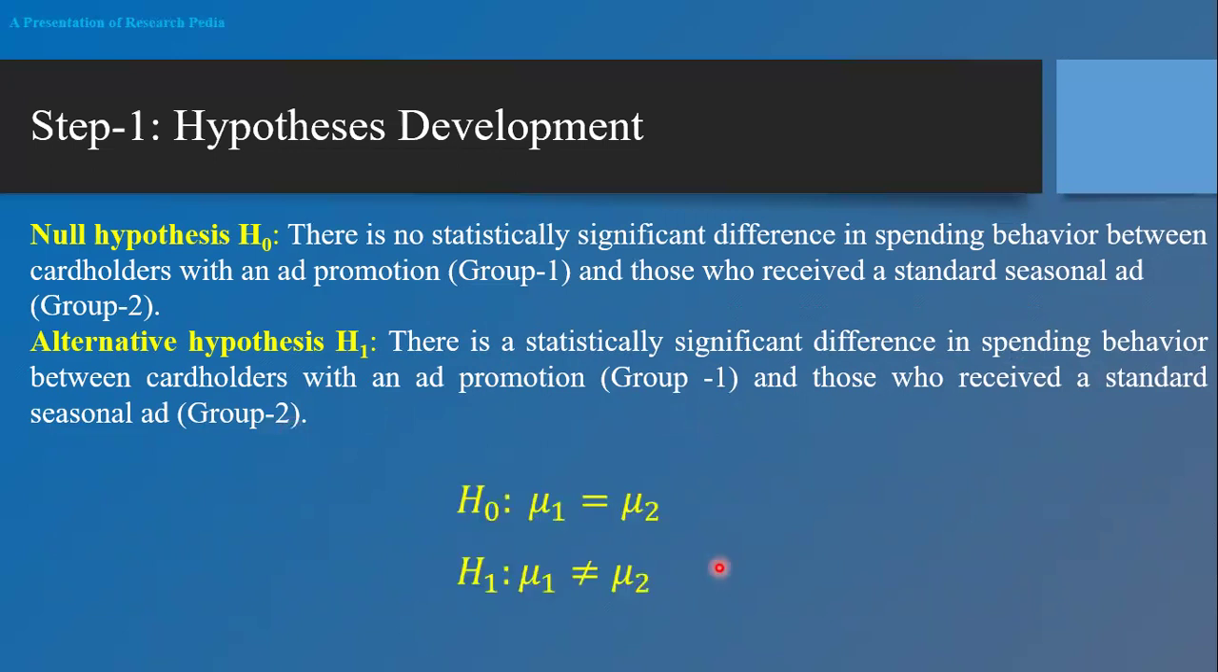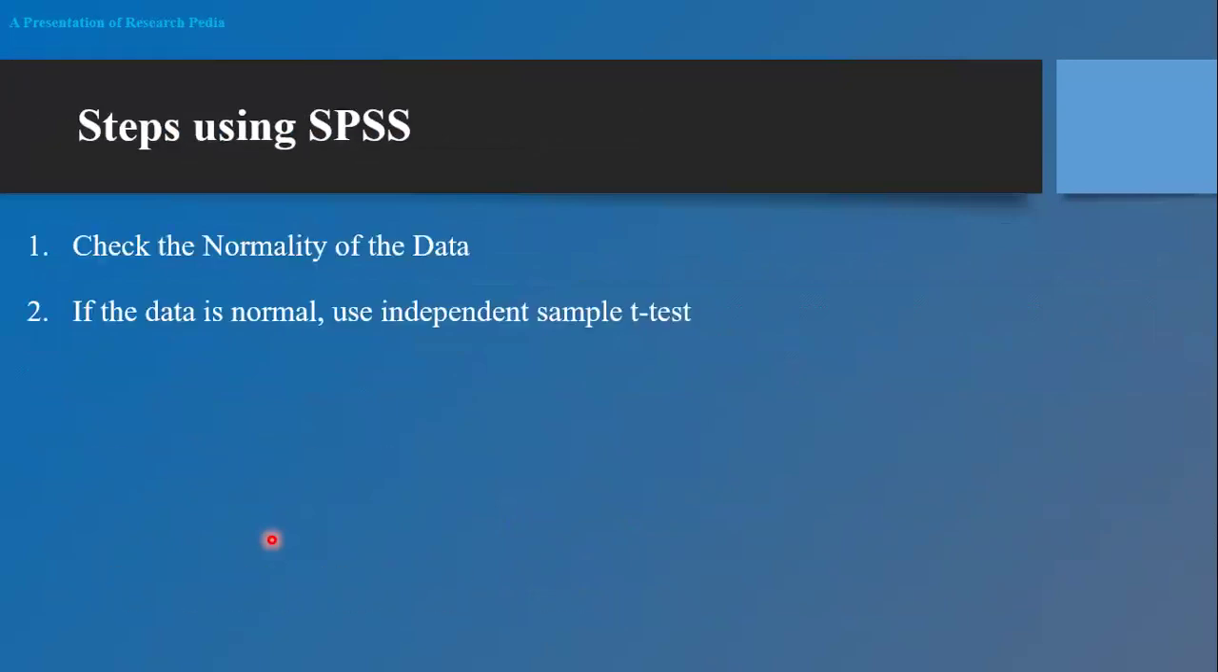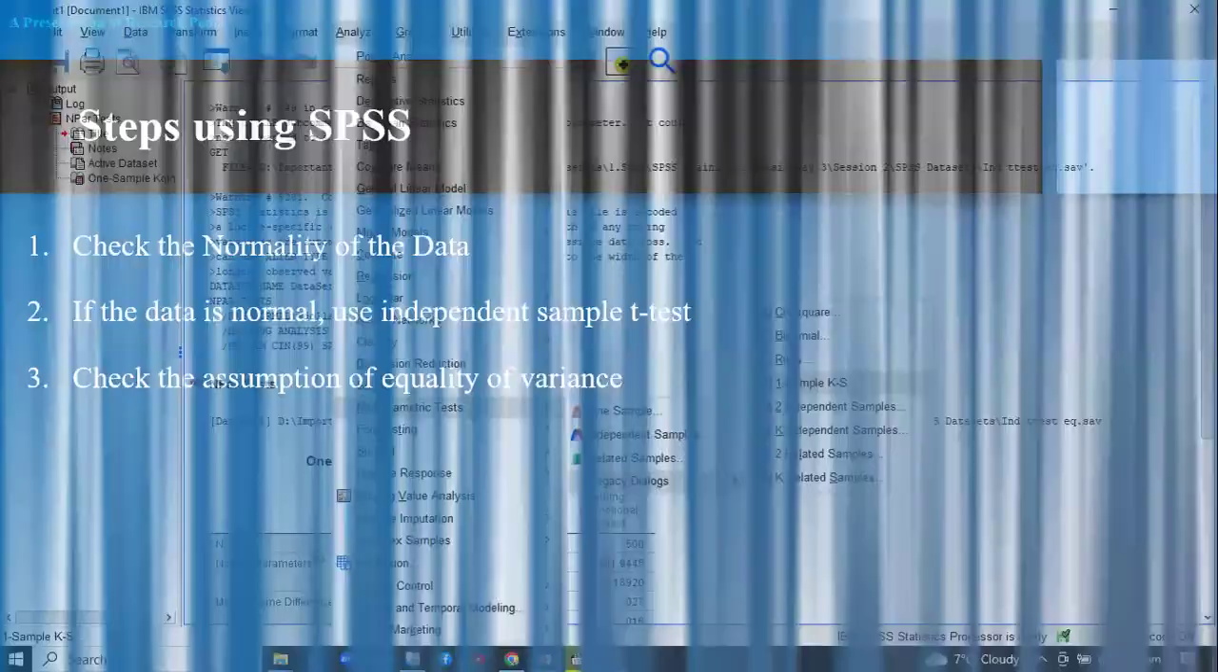So this is basically the statistical formation of the hypothesis. Mu1 is equal to mu2. It means there is no significant difference. They are equal actually. And in case of the alternative hypothesis, we assume that they are different. They are statistically different. They are not equal. So this is basically the statistical justification. So these are the steps that we are going to apply.